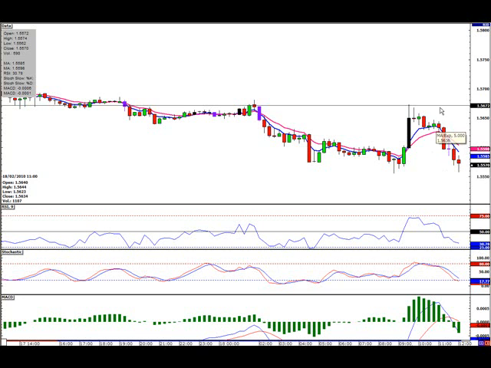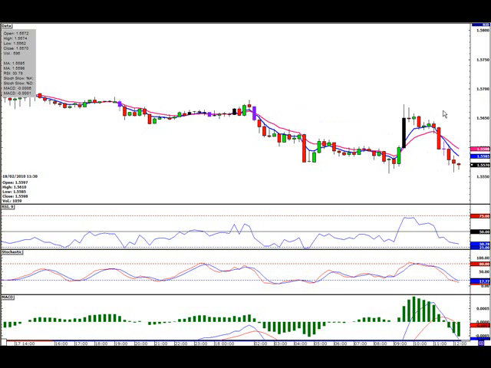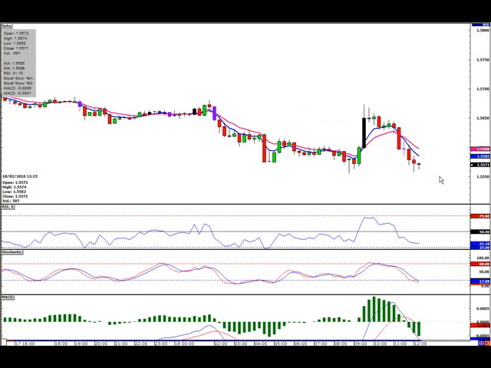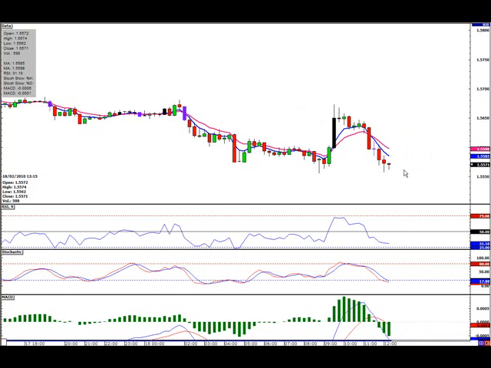So again, sometimes your exits aren't always going to be set in stone. Just use your discretion there. And here is the market now, and who knows, it could hit the target, could not. But again, use your discretion past noon.